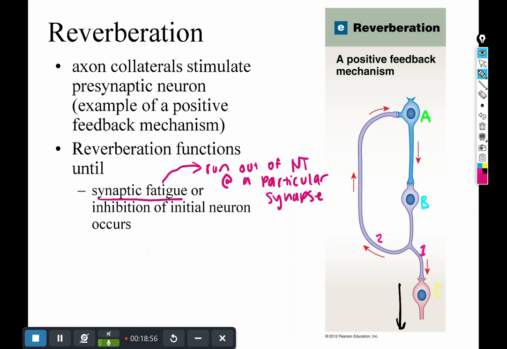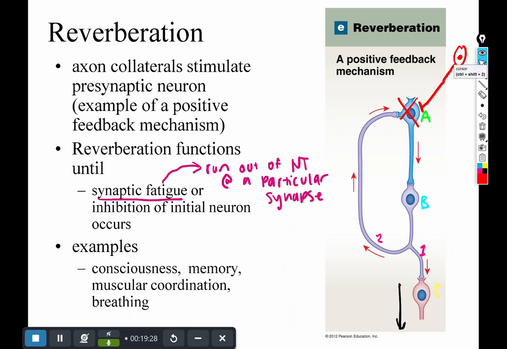And so you need time for it to build back up or get put back into the axon terminal and reassembled, etc. So that is definitely possible and does happen. Or you can also have inhibition of the initial neuron. So maybe there's another neuron over here that releases inhibitory postsynaptic potentials in response to some stuff. And when this one fires, it tells A to stop.